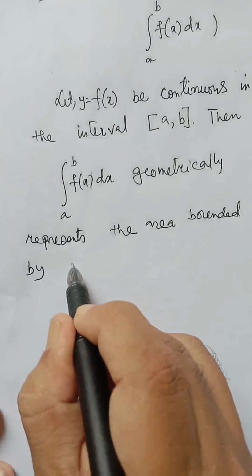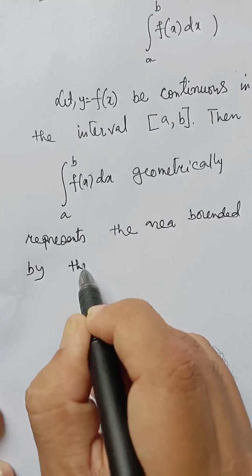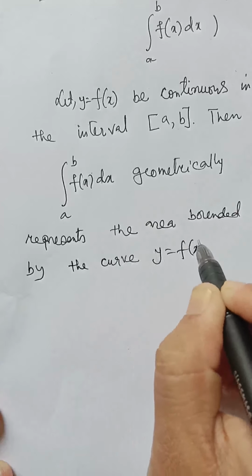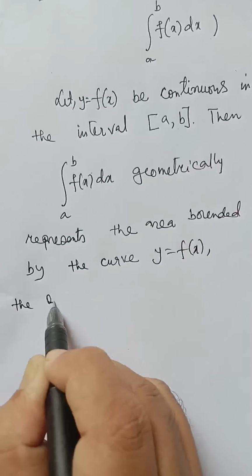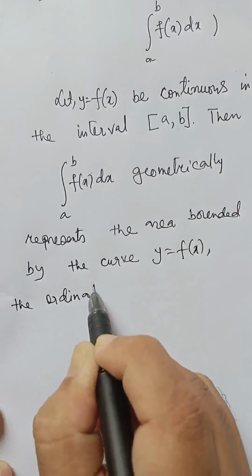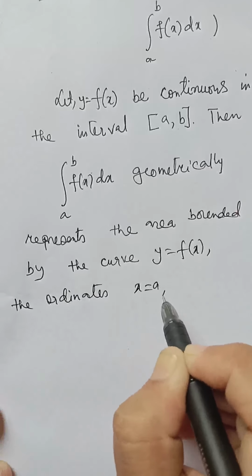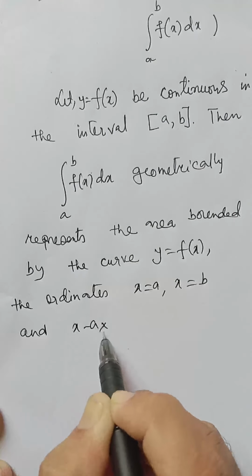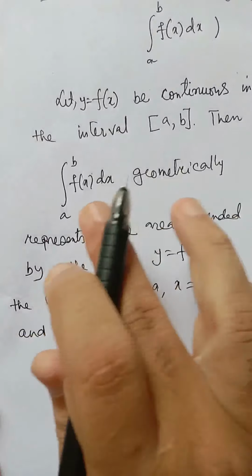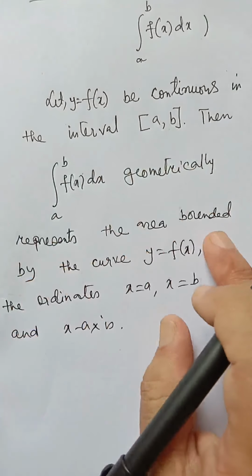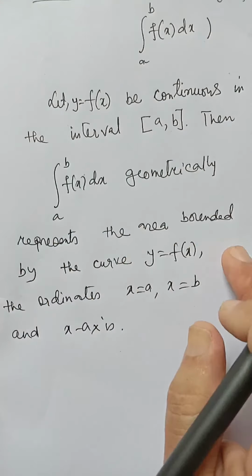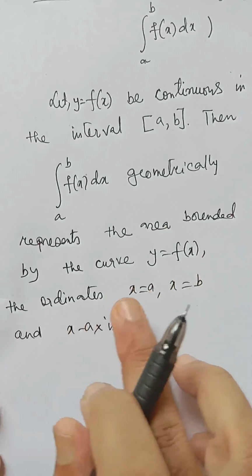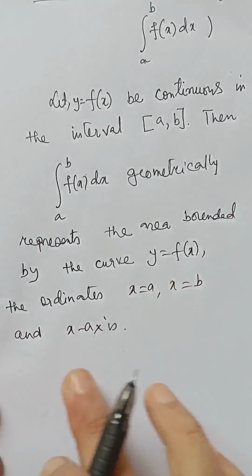the curve y equal to f(x), the ordinates x equal to a, x equal to b, and the x-axis. This is the geometrical meaning of the integration of a to b f(x) dx. It geometrically represents the area bounded by the curve y equal to f(x), the ordinates x equal to a, x equal to b, and the x-axis.